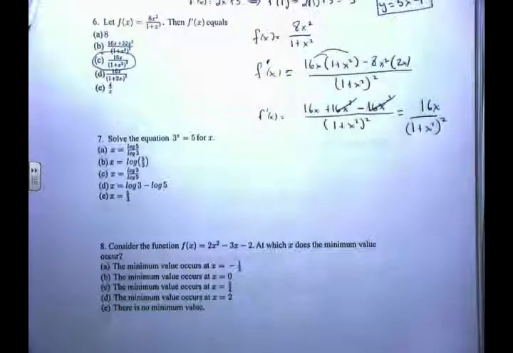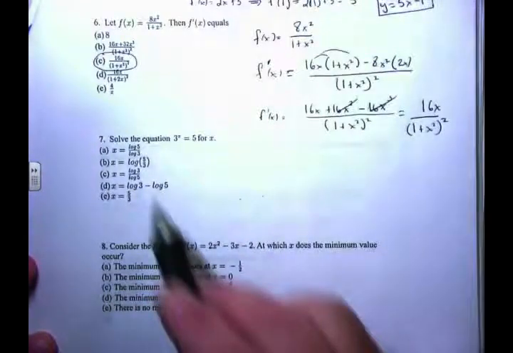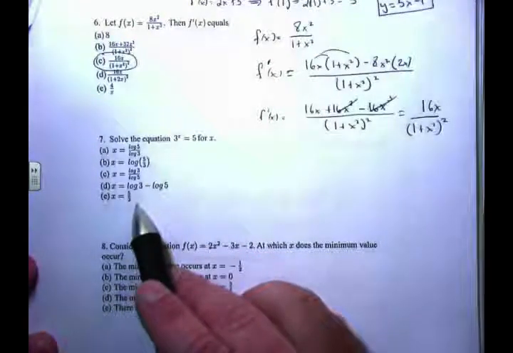Solve this thing. 3 raised to the x is equal to 5. Remember, no calculator on this thing. But this was from chapter 3, log stuff. It never says take the derivative of anything. It says solve. This is not even a calculus question. But anytime you need to solve where the variable is in the exponent, what do you got to use? Logarithms.